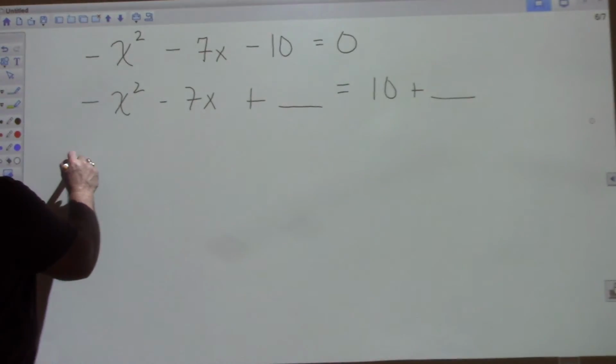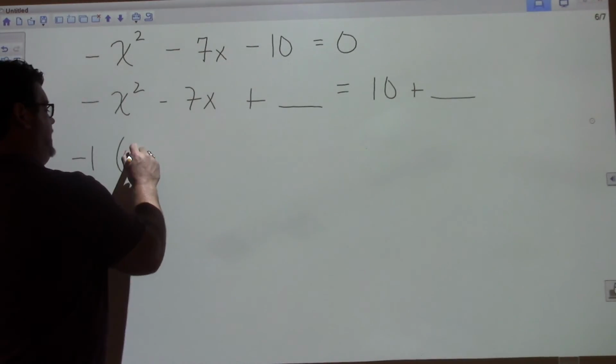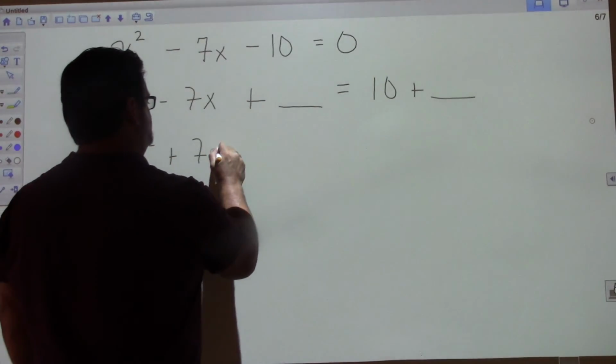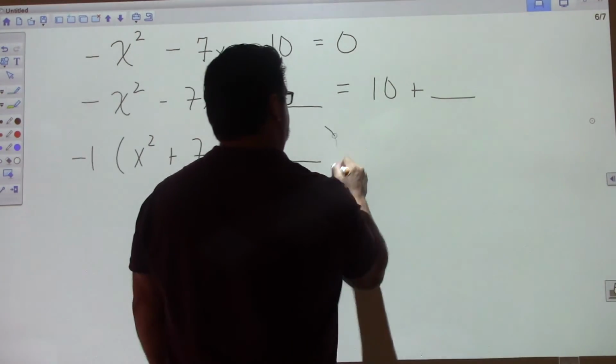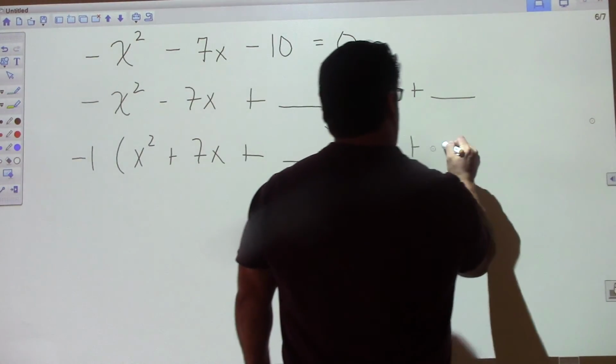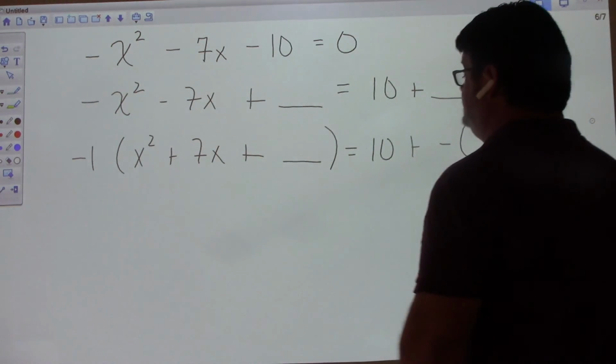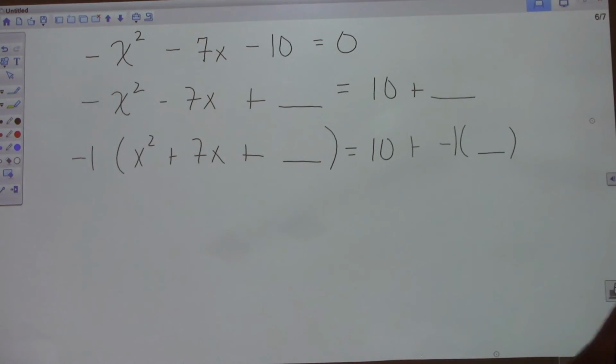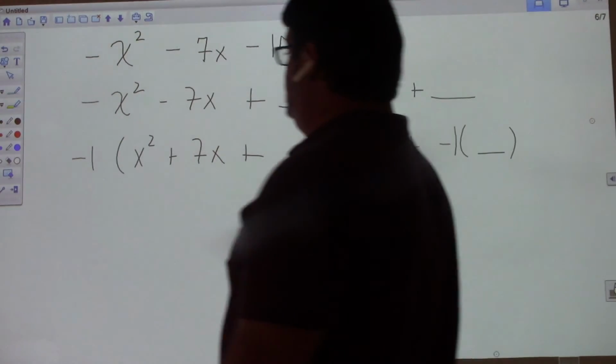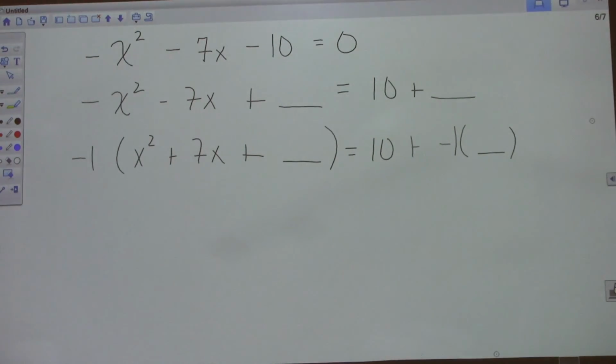Now what are you going to factor out? Negative 1. We'll give you x squared plus 7x plus blank is equal to 10 plus negative times blank. Put a negative 1 there if you want to. What's half of 7? 7 halves. 7 halves squared is 49 what? 49 fourths.